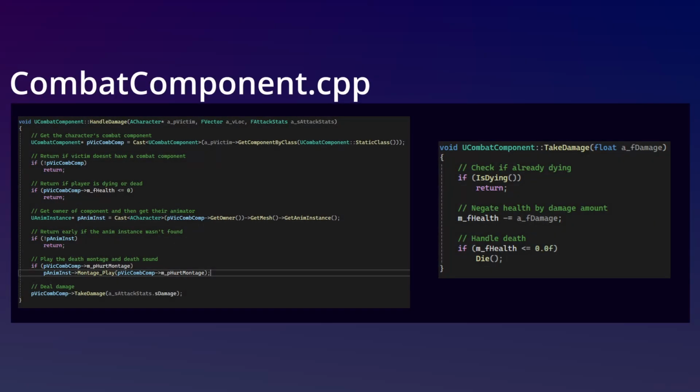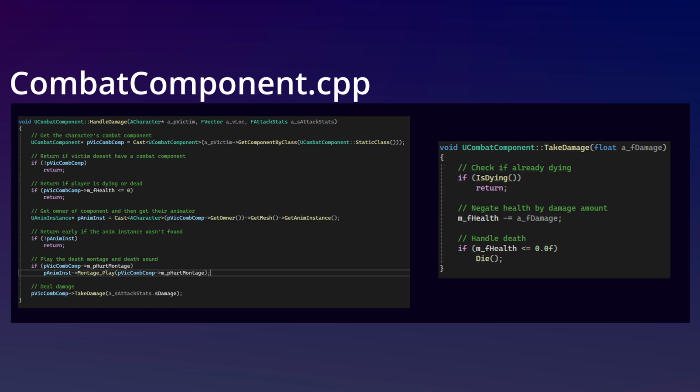Getting into our damage handler method, this will pass in the victim of the attack, the hit location, and the attack stats. We're first making sure that the victim getting hit has a combat component for us to interact with, and if it doesn't or the victim is already at 0 health, then we're going to return. Next, we get the victim's anim instance and try to play their hurt montage, which will then make the actor go into their staggering state. And lastly, we call the take damage method with the damage passed through the attack stats.